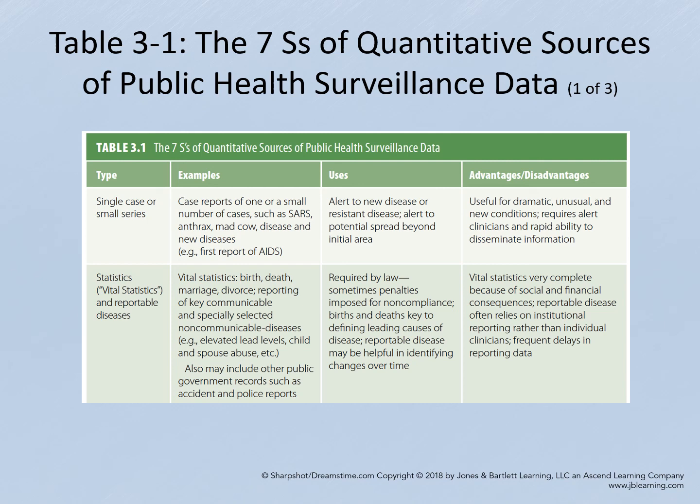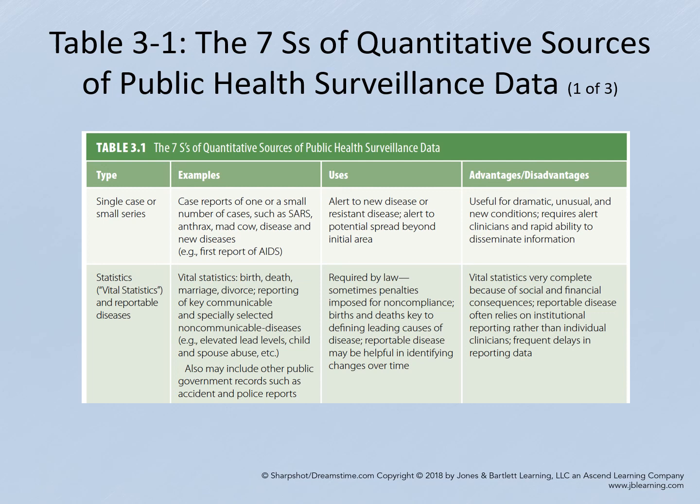Moving on to the next S, that is vital statistics. So vital statistics include birth, death, marriage data, divorce rates, and reporting of key communicable and specially selected non-communicable diseases. These are called notifiable diseases. Like you have elder abuse, child abuse, elevated lead levels, these are all notifiable. And certain communicable diseases like chlamydia or gonorrhea are notifiable diseases. And it is required by law. Sometimes penalties are imposed for non-compliance.